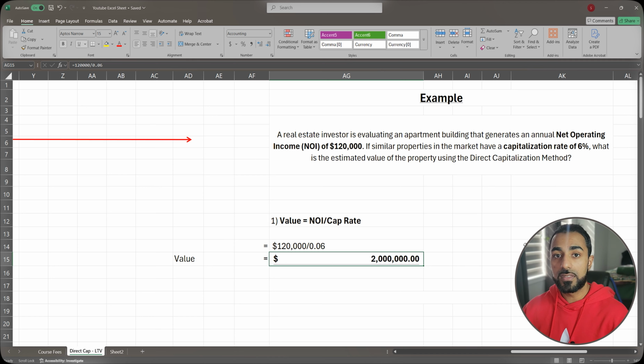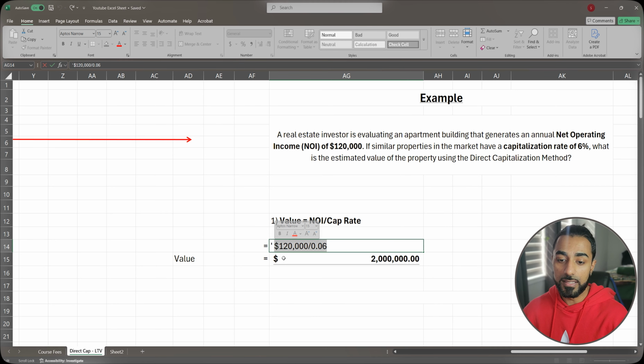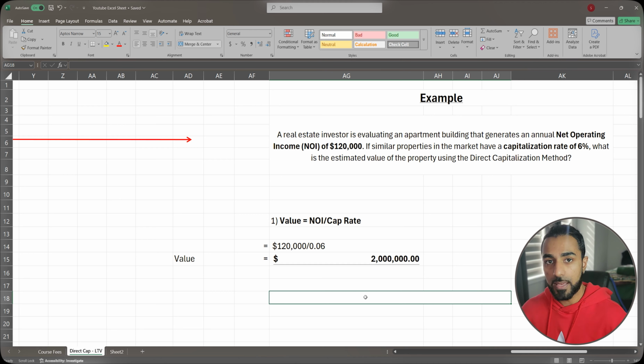So this is one of the variations of the question you might get. This is the simplest. All you do is you take these numbers, right? 120, we divide it by the 6%. That's what we did here. And then we finally get our value. Okay? So that was the first example.